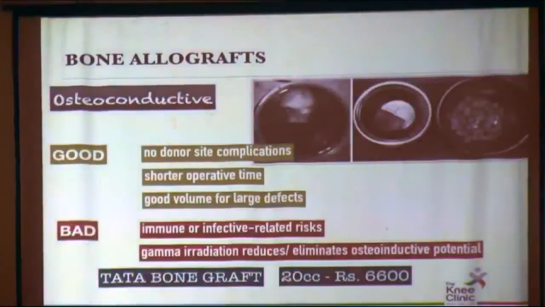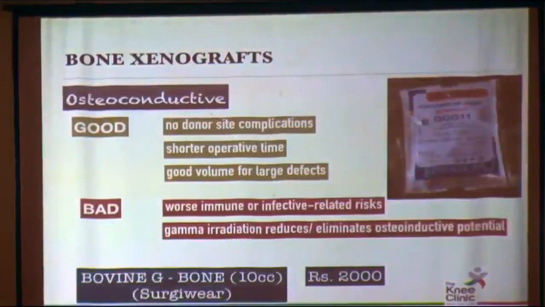Then there's allograft. So allografts and xenografts solve that problem of limited availability. You can use as much as possible. So the good is good volume. The bad is it doesn't belong to us. It belongs to either another human or another animal. So of course there are immune and infection related risks. The difference between bone allografts and xenografts is that xenograft is coming from bovine bone. It's coming from the cow. So it probably has more immune related risk than an allograft that's coming from another human.